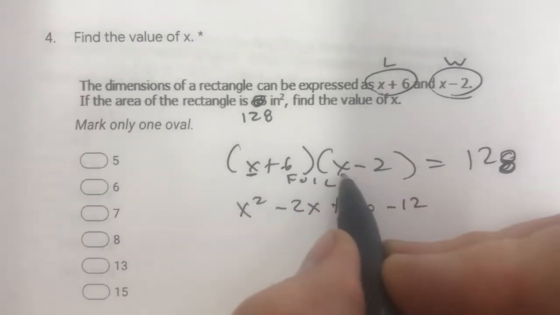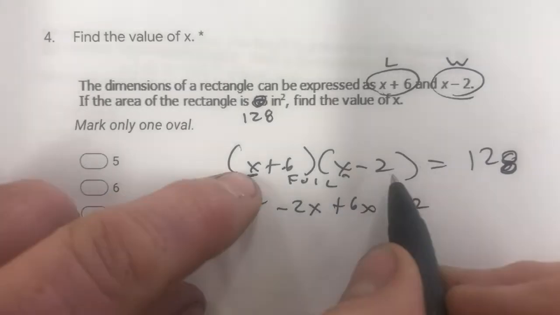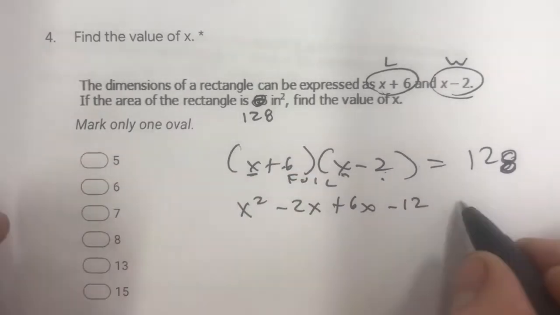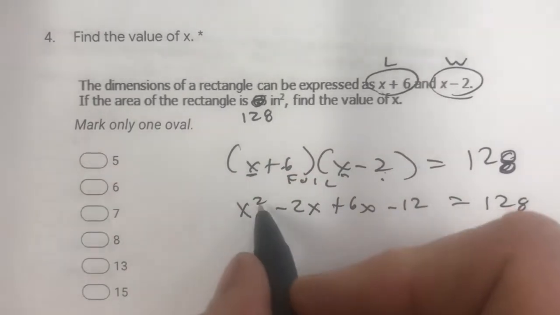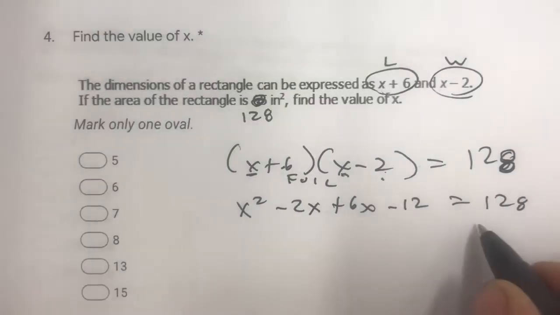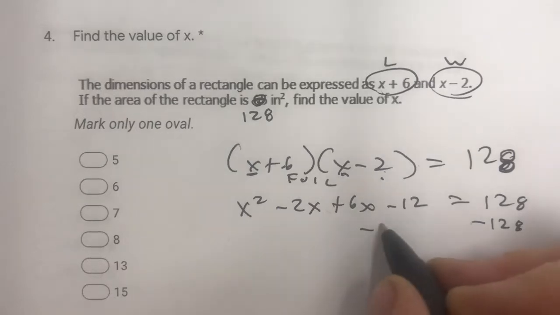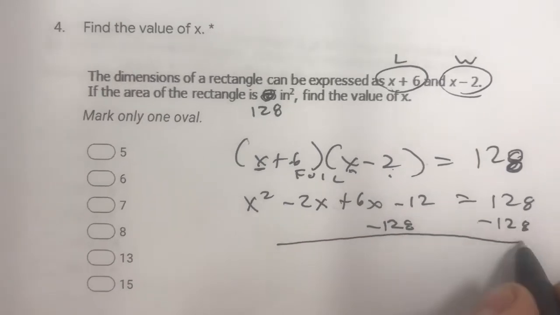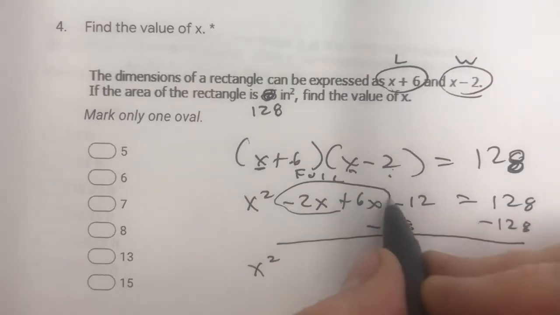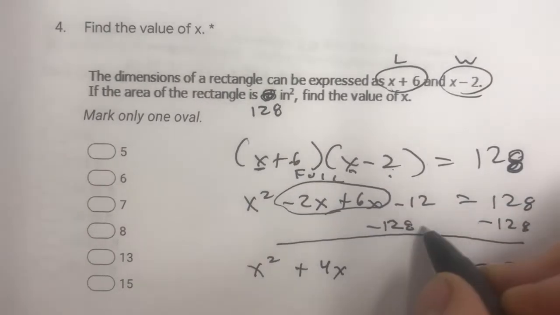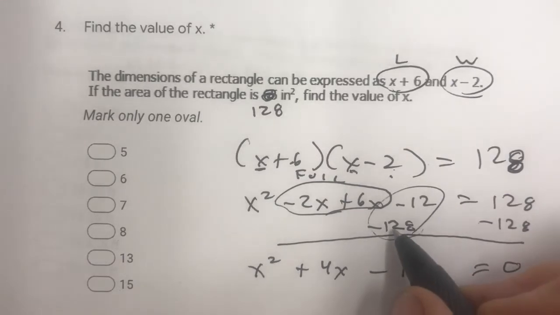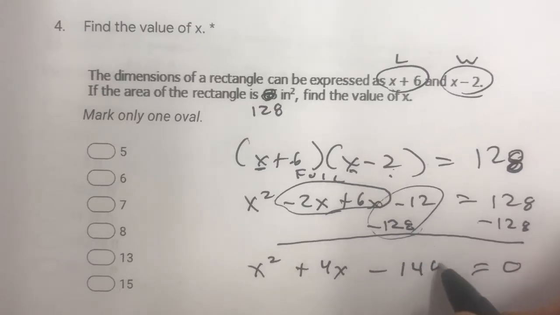The first one's x times x. The outer one's x times negative 2. The inner one's 6 times x. And then the last one's 6 times negative 2. That equals 128. Well, it's quadratic because I got x squared, so I have to do the quadratic formula, which means it has to equal 0. So I need to subtract 128 on both sides, and that equals 0. So I have x squared, and these two go together, that's going to be a plus 4x. And then right there I got negative 140.